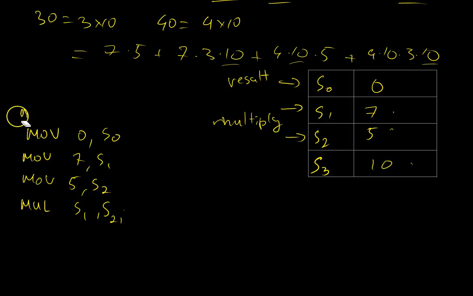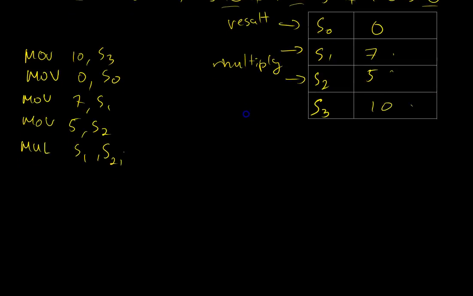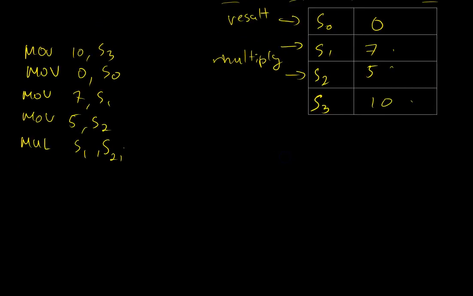Let's move, oops, my eraser's not working. There we go. Let's move the number 10 into S3. So our slots are all taken, right? But we can carry out this multiplication of S1 and S2, and we can just store that result back in S2. So now, S1 still holds 7, but S2 is just going to hold 35, right?